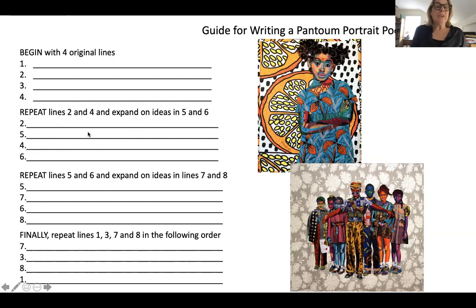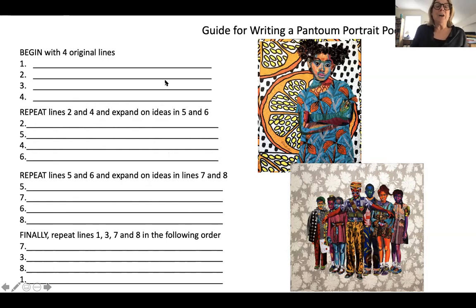Now, the second stanza begins the repetition. You're going to repeat lines 2 and 4, and then lines 5 and 6 will give you the opportunity to expand on some of the ideas. The third stanza, you're going to repeat lines 5 and 6, and then you're going to expand on ideas in lines 7 and 8. And the fourth stanza, the final stanza, you're going to repeat lines 1, 3, 7, and 8 in this order: 7, 3, 8, 1.